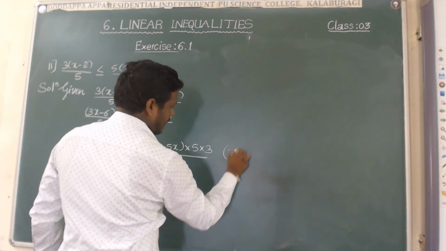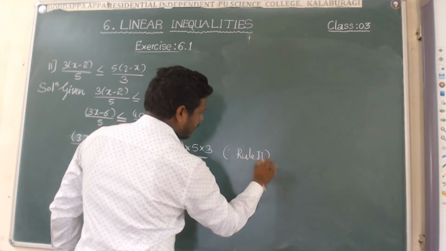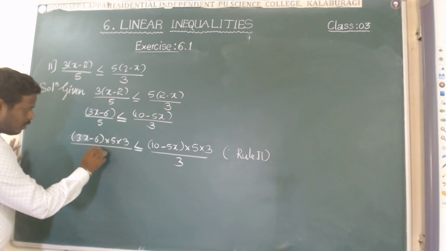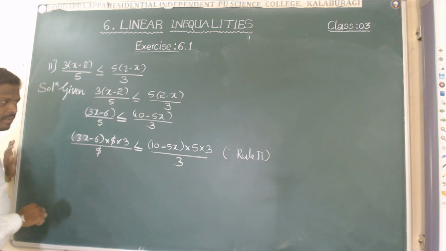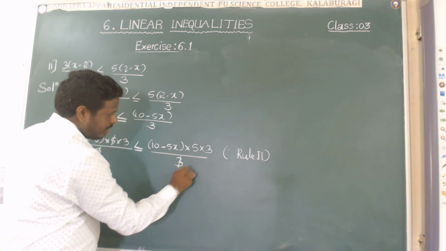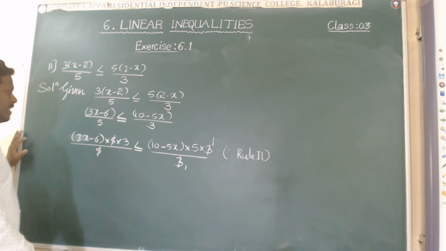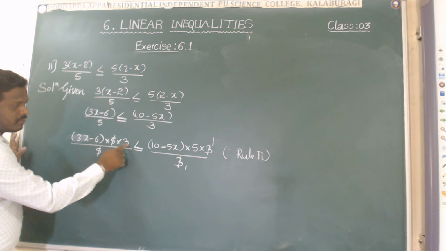By using the second rule, now simplify. It will be going into matrix form, so 5 1 5 1 going here, and here 3 1 3 1 it will be going. So what is left? 3x minus 6 into 3 left. So you have to multiply with both terms.